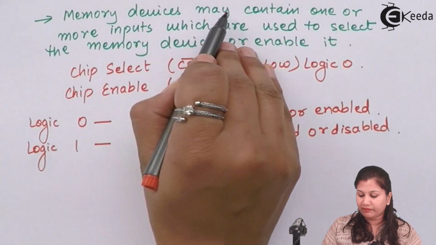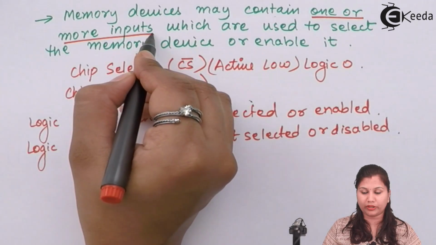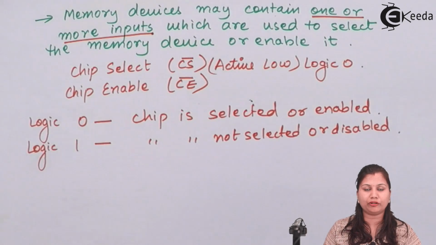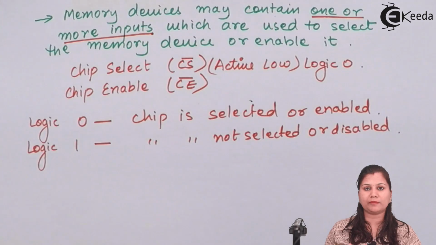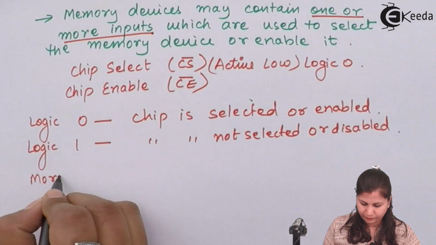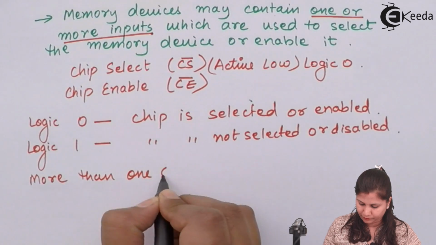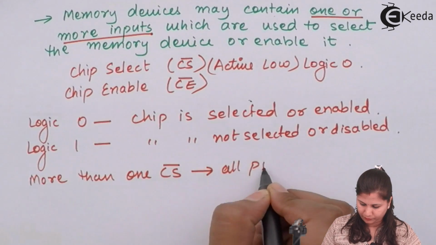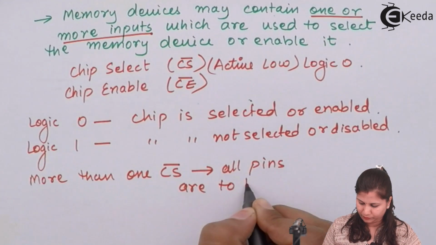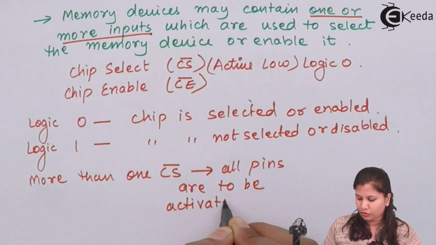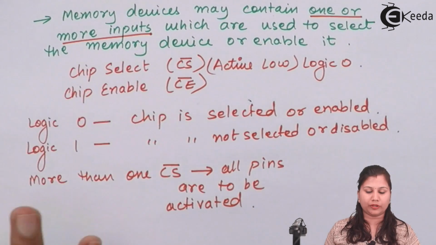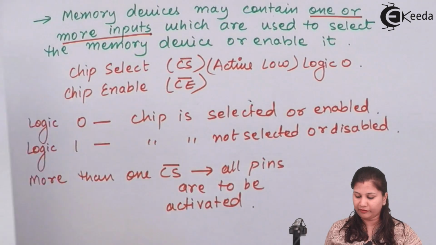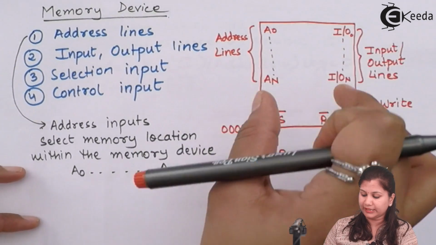Now here I have written that the memory devices may contain one or more inputs. So for the chip select signal, there can be a single line, or it can be more than one. If there are more than one chip select lines, then all the chip select lines have to be enabled. They have to be activated to select the chip. So if we see in the diagram for the memory device, we have the chip select signal which is used to select this memory device.